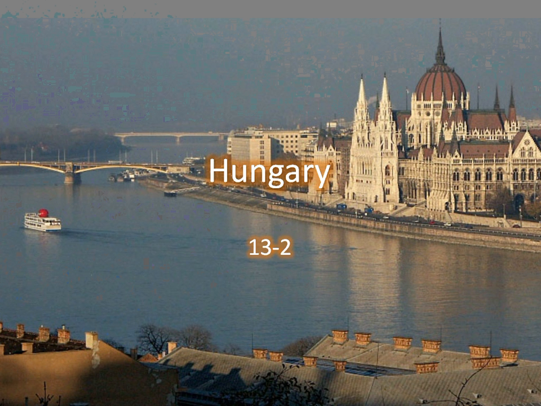What river flows through Budapest? What river flows through the heart of Hungary? Starts in Germany, flows all the way to the Black Sea. It's the river that you see on this picture. That would be, Victor? The Danube. Good. Now we'll talk about something special about Budapest when we get into the notes.